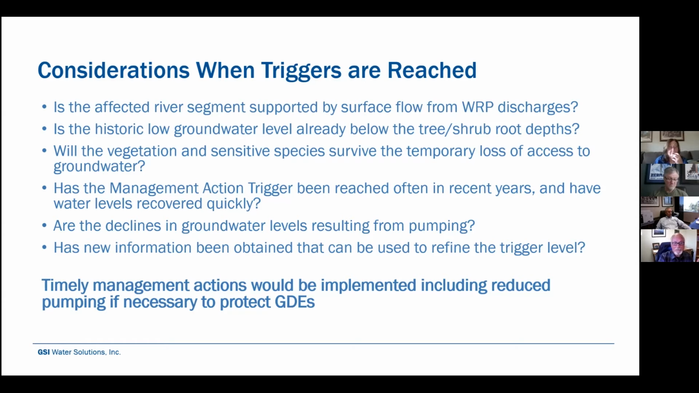And likewise, has there been any new information that could be used to refine the trigger level if we need to, whether it's not high enough or whether we're being too conservative? The key part of this, particularly in the sensitive areas, is timely management actions, whether that's shifting pumping or reducing pumping. If we find that this issue is being caused by pumping, we need to respond quickly so that we can protect the GDEs and not have an undesirable result or an impact.